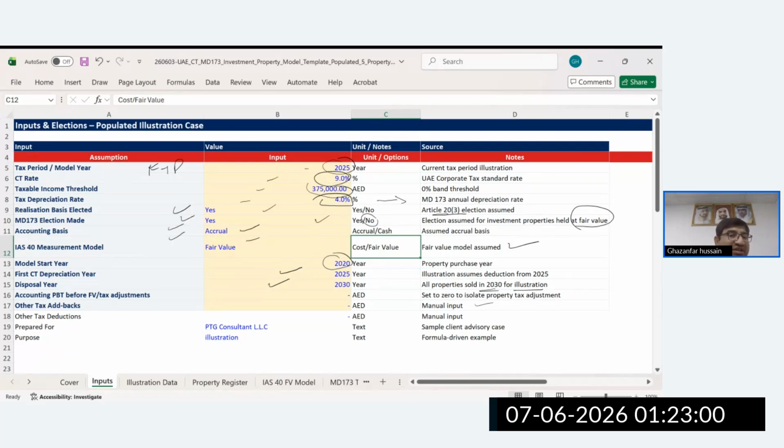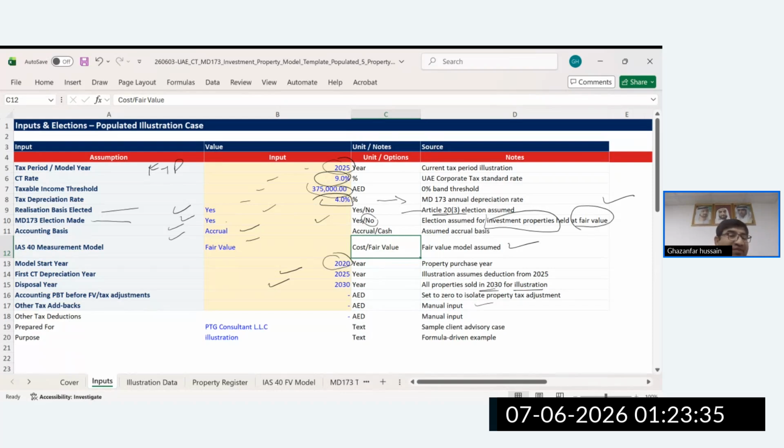Then next is the assessment or the prerequisite. We have to look into that. Is the realization basis election made as per Article 20 of the city law? Yes or no? If we made it, it is good, and then we go to the next, the Ministerial Decision 173. We are looking to opt or not. If we are looking to opt, we have to see whether our investment property is held at fair value or not. Okay, we are assuming that both are yes, so we marked yes.